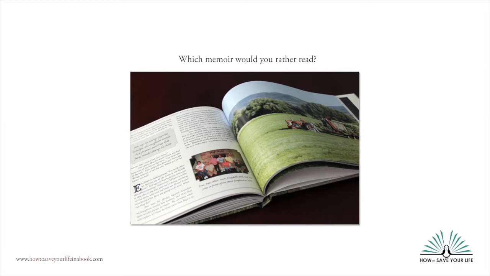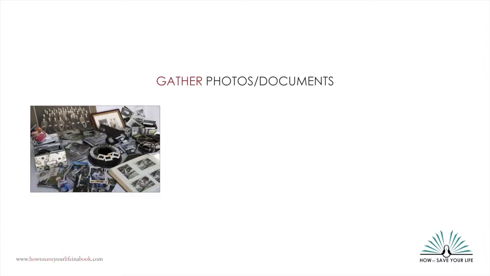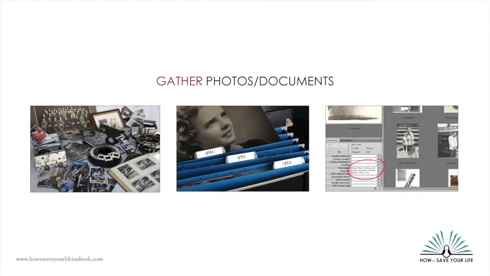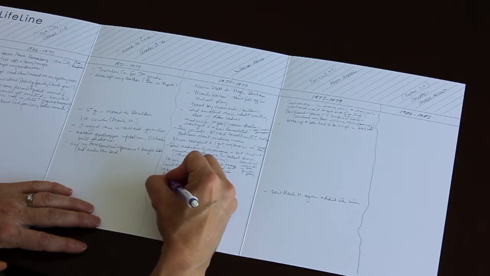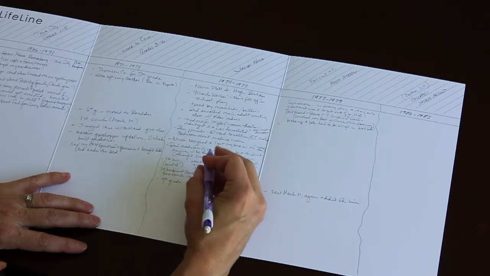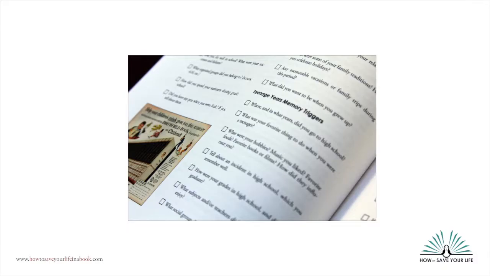In step 3 of the How to Save Your Life kit, you'll start gathering your photos and other documents and use them to help trigger memories while you brainstorm for story ideas. You'll start to choose which photos you might want to use for your project now and begin to loosely divide them into categories. Later on in step 8, you'll fine-tune your photo decisions and prepare your photos for inclusion in your book. In step 2, you created a lifeline and began the brainstorming process using the memory trigger questions. You can continue brainstorming as you gather and sort your photos.